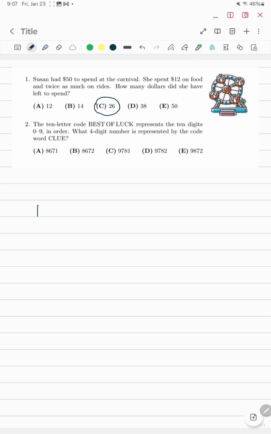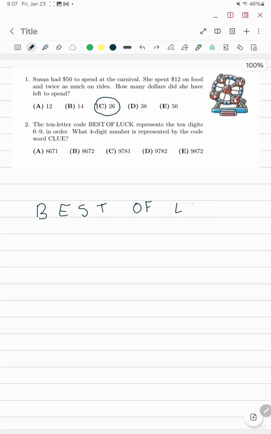What it's saying is that BEST OF LUCK, let me space that out better. This code represents the numbers 0 to 9. That means B would be 0, E would be 1, S would be 2, 3, 4, 5, 6, 7, 8, and 9.